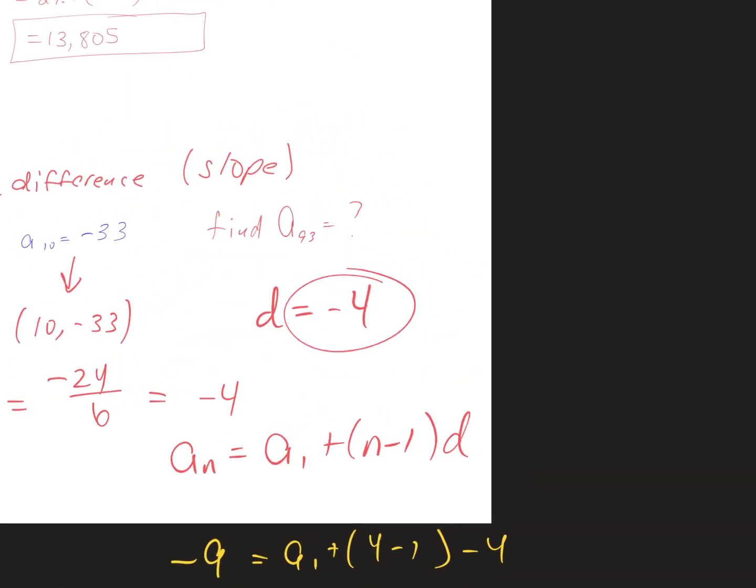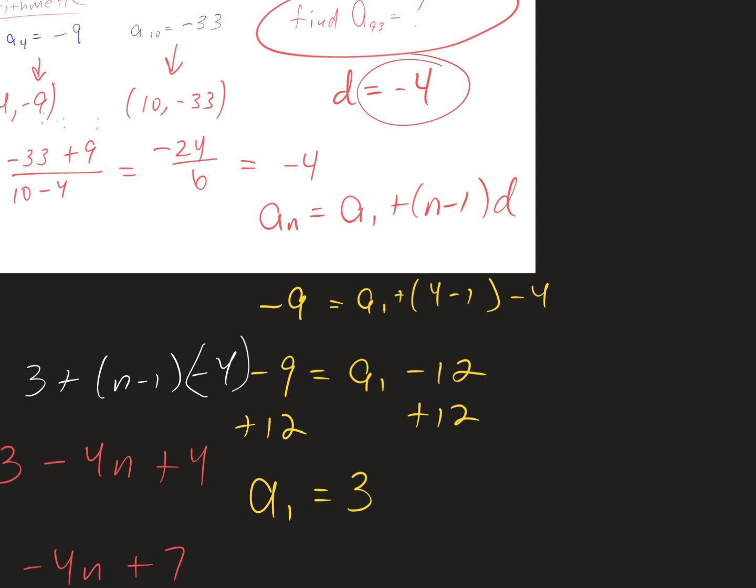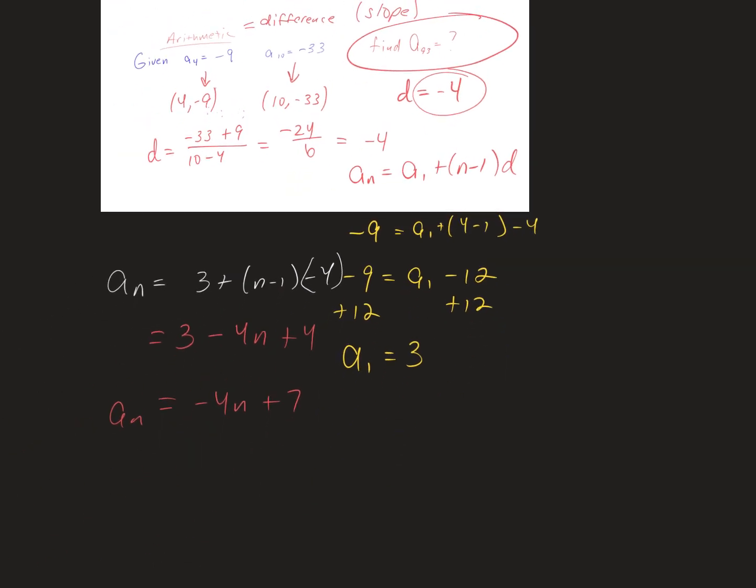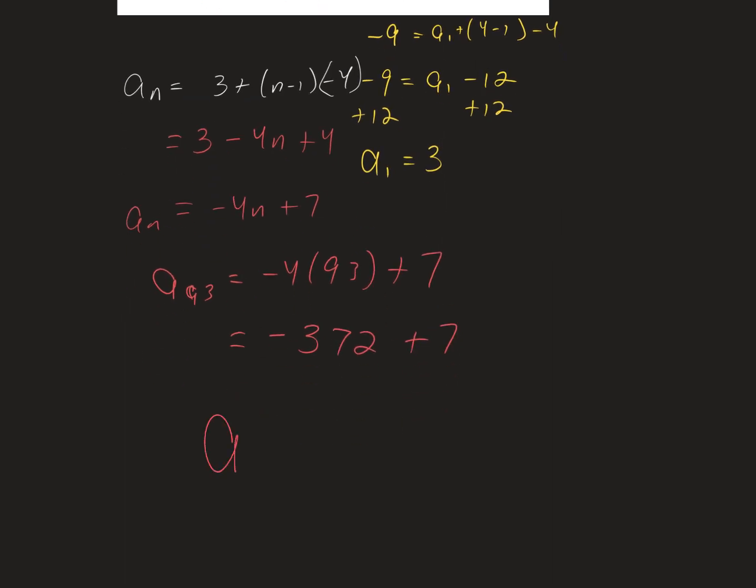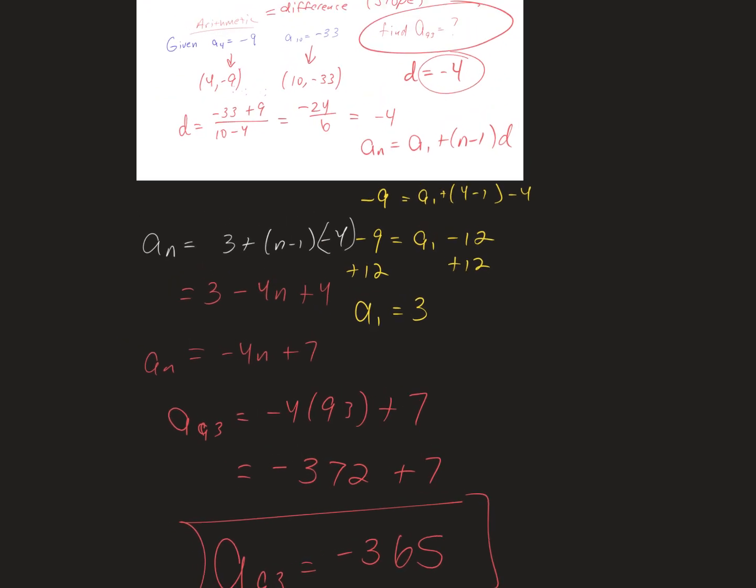Have I answered this darn question yet? No. What was the question I asked at the beginning? What's the 93rd term? So we have to do all of that work to figure out what the rule is. So I'm going to say, okay, the 93rd term is negative 4 times 93 plus 7. What's negative 4 times 93? Negative 372. Okay. And then I'm going to add 7 to it. And I get negative 365. There is your answer. But all of that work needs to go with it.